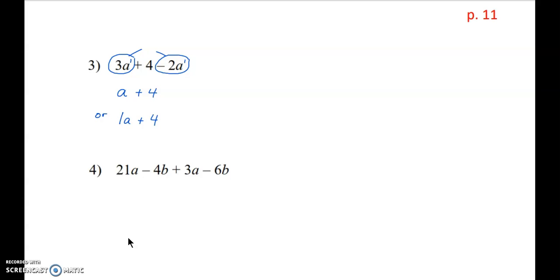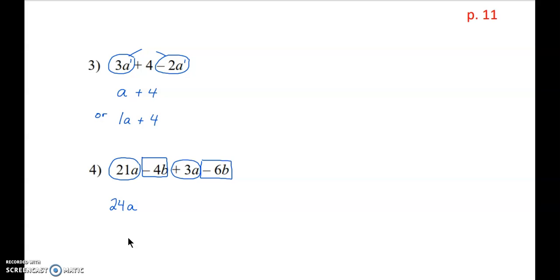For number 4, we have 21a minus 4b plus 3a minus 6b. Remember, we can only combine like terms. So I'm going to circle the a's, 21a plus 3a. I can combine those. That equals 24a. So I just add my coefficients. And then for my b, I have negative 4b minus 6b.